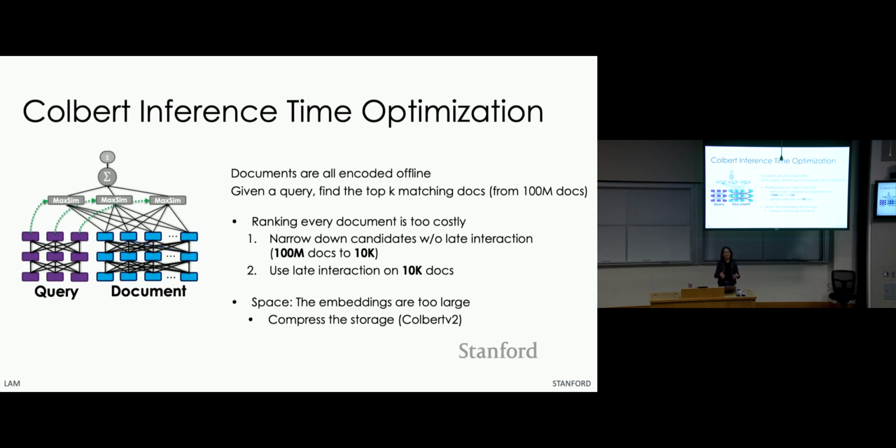After I reduce it down to the 10,000, then you can afford to actually run it through the real pipeline that you have there. So that's the first optimization.